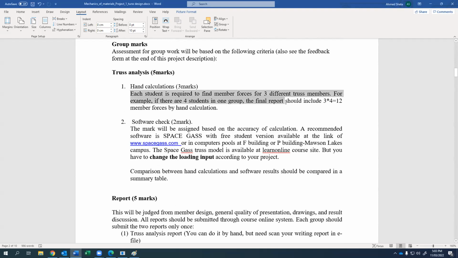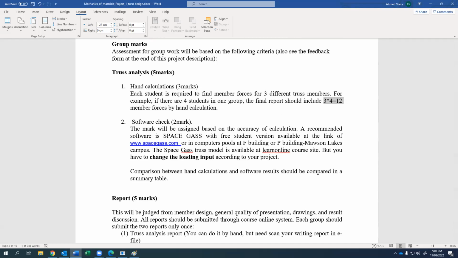So the first step is hand calculation of the forces in the members. Each student needs to find the forces in 3 different truss members. So if you are 4 students, you will have at least 12 members by hand calculation.